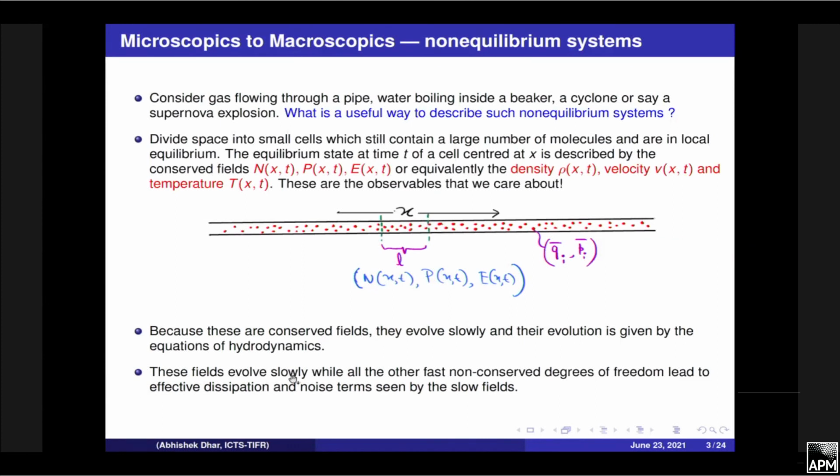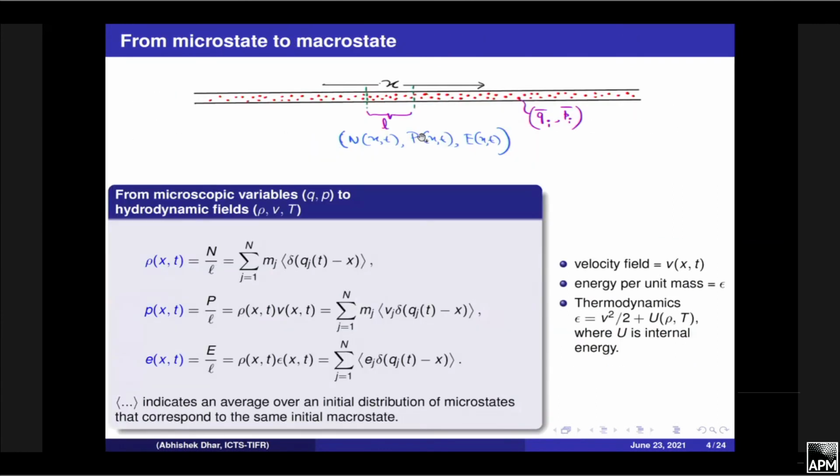So what are the equations of hydrodynamics? Given the microscopic variables, which are the position and momentum of each particle, this is the microscopic description where each particle has a momentum and position. And the way to construct the macroscopic fields is exactly this: we just count how many particles are there in a given box and divide by the length, so that gives the density. And similarly for the momentum and the energy field. So this is how one connects the microscopic and macroscopic pictures.